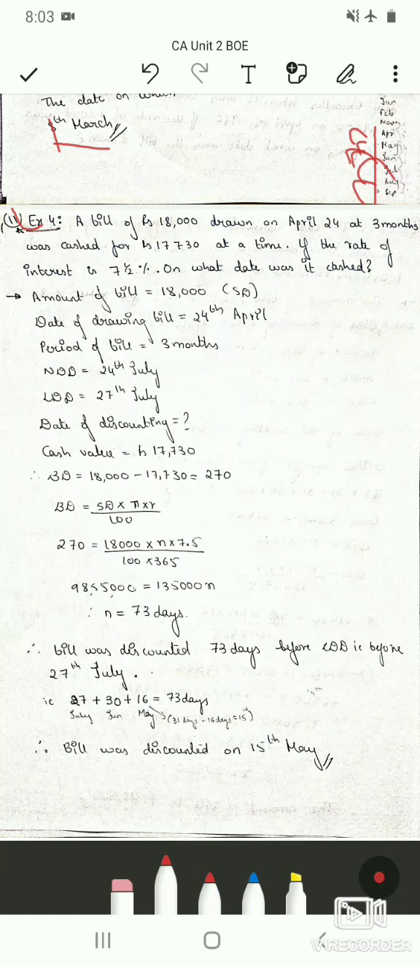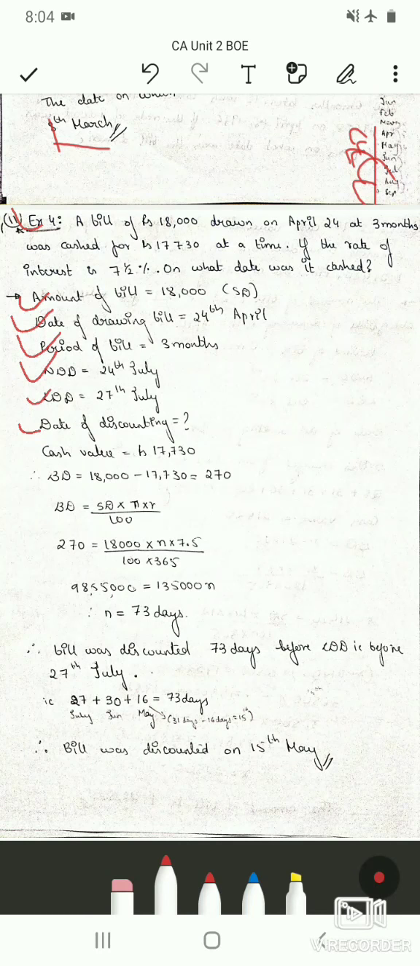So in this question they have asked the date on which the bill was discounted, and what all information they have given. They have given the amount of the bill, which is 18,000, that is your sum due, and it was drawn on 24th April. Period of bill is 3 months. Then nominal due date will be May, June, July. So it is 24th July. Legal due date will be 27th July.